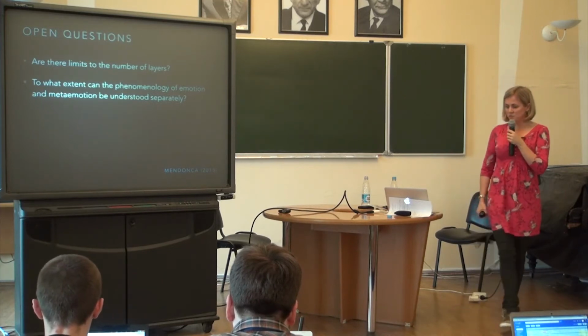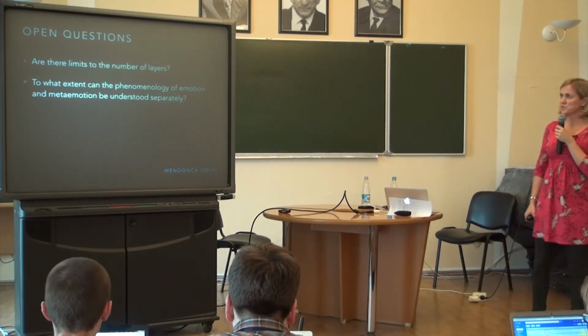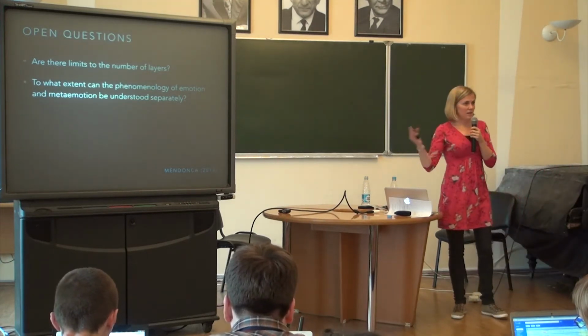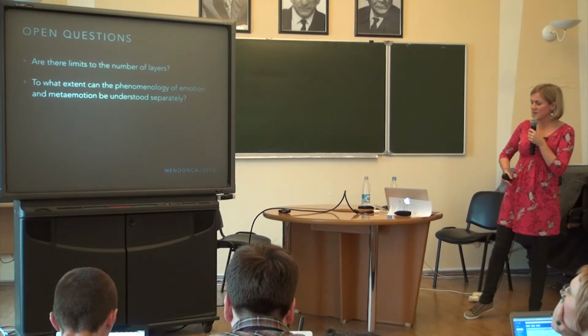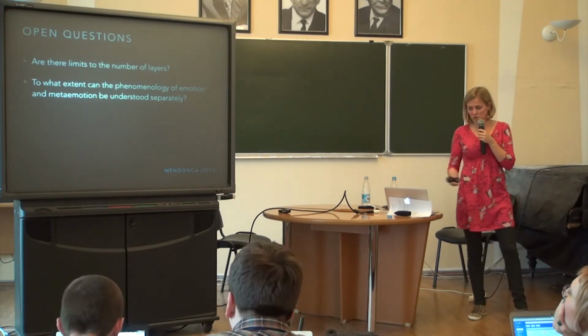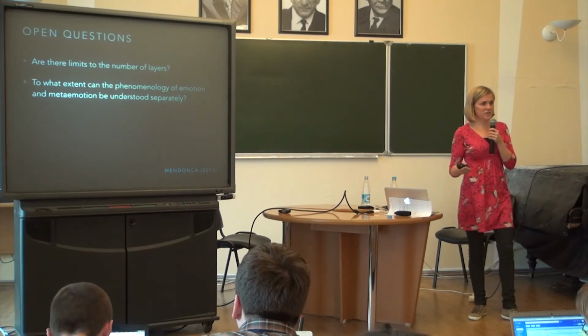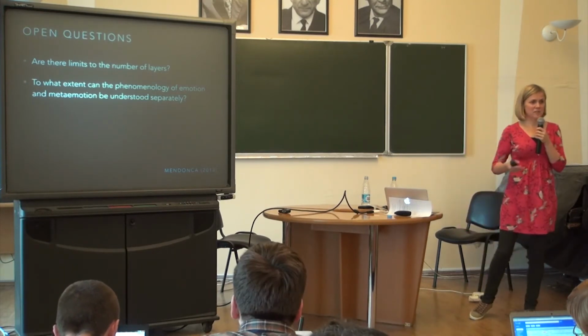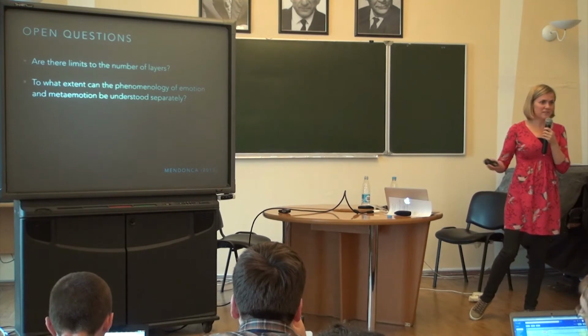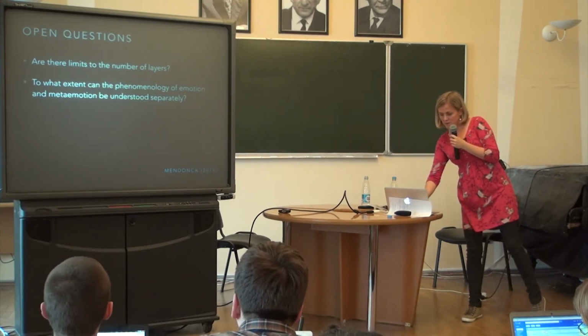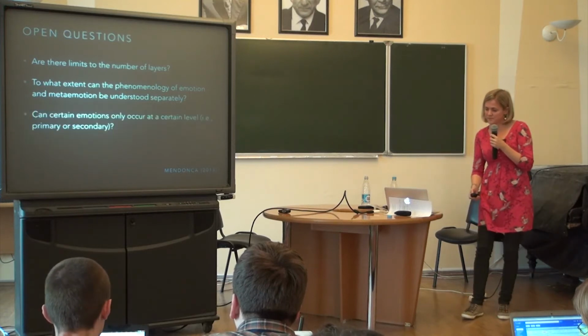Another question is to what extent the phenomenology of emotions and meta-emotions can be understood separately. One question here is whether there are certain types of emotion that can occur only at a certain level. And the answer to that question, I think, would be yes. For example, jealousy. It's very difficult to think of jealousy as a secondary or as a meta-emotion. There might be other examples as well.